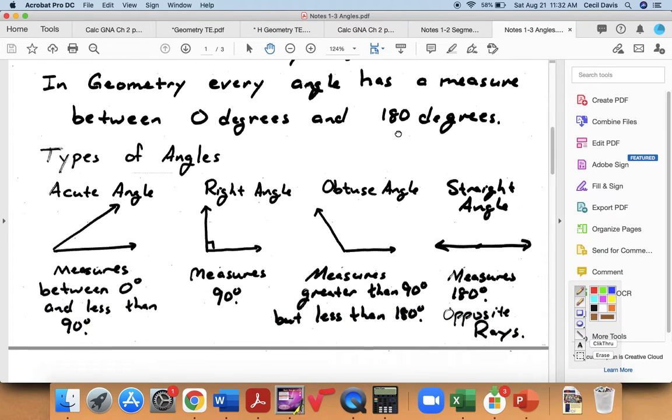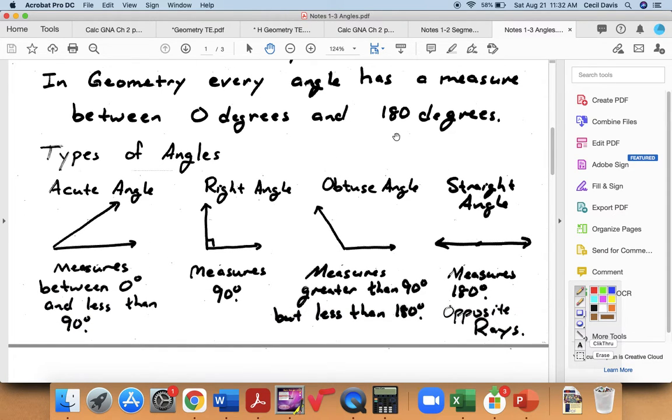Now, in geometry, every angle has a measure between 0 degrees and 180 degrees. So there are three different types of angles. You did this in middle school. Just a reminder though, an acute angle measures greater than 0 degrees but less than 90 degrees. Some people remember it as acute: it's small, it's cute. If that helps you, fine.